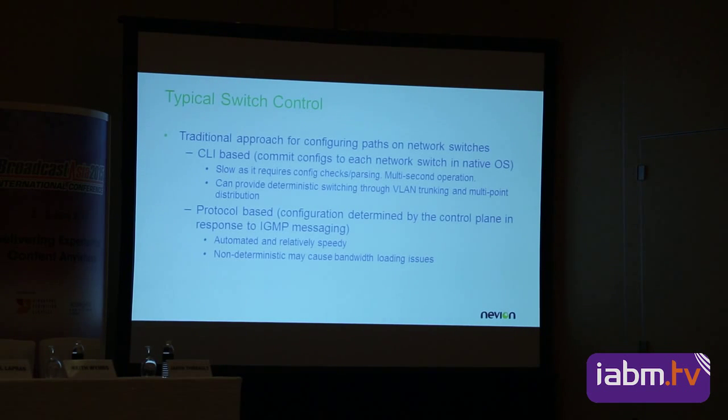It does, however, provide very deterministic switching, because what we're doing is throwing away all the protocols in the network and saying that I'm going to build a path through the network to ensure that the packets go along that path only. Then you have another method which is protocol-based, for example, using IGMP in the plant for multicast transmission. It's relatively speedy. The problem is that it's also relatively indeterministic, right? Based on loading and how you design the architecture, you may have bandwidth loading issues that prevent videos from being transported properly.